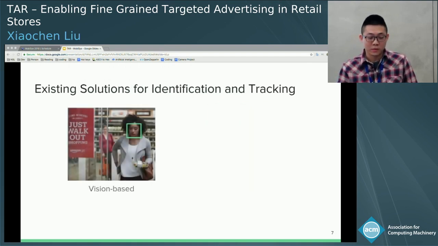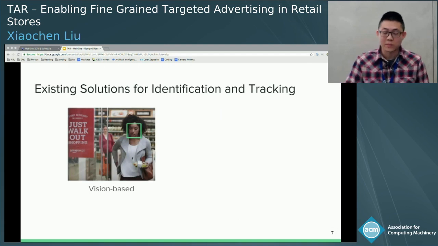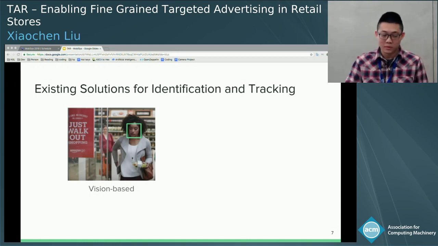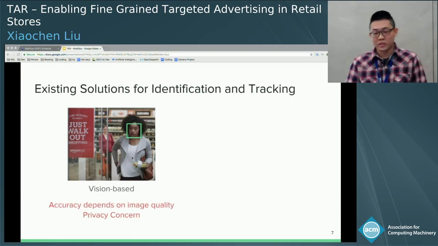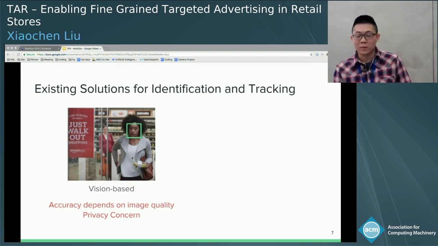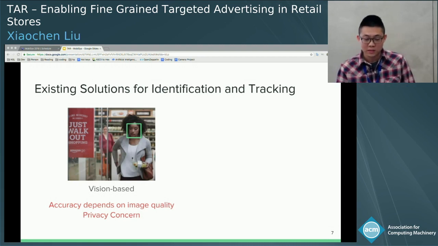Currently, there are two types of solutions. The first category is based on computer vision. This system uses cameras to capture the shopper's face or body features for identification and tracking their movement. We already have some fancy demos like Amazon Go. However, such solutions have two problems. First, the vision accuracy highly depends on the image quality and camera coverage, for which many stores may not have qualified hardware. And also, collecting people's faces may trigger privacy concerns.